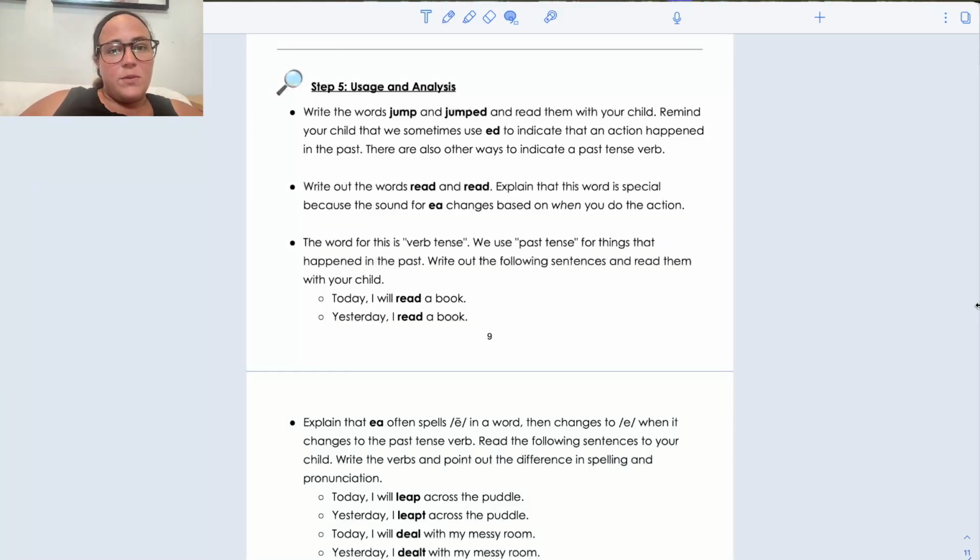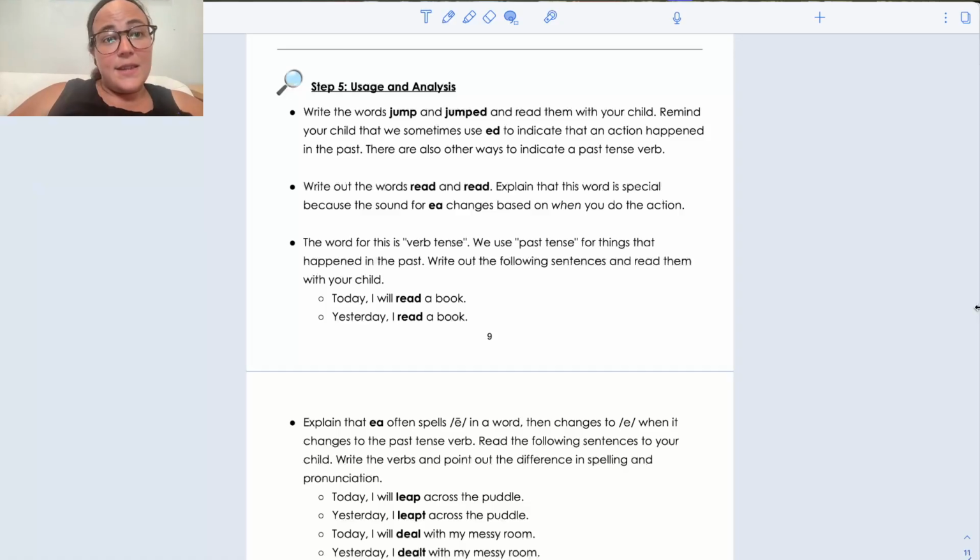Remind your child that sometimes we use ed to indicate that an action has happened in the past, but there are also other ways to indicate a verb or action has happened in the past. You'll write the words read and read and explain that this word's kind of special because the sound for EA changes based on when you do the action. The word for this is verb tense. Your child doesn't need to memorize this, but you can introduce him to the concept.